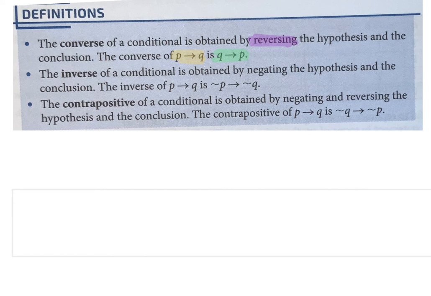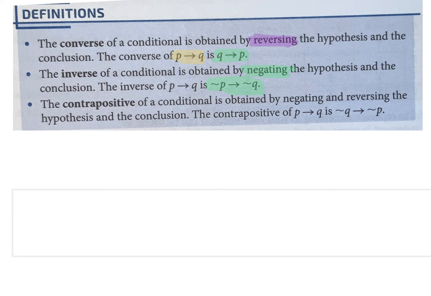Inverse, this is the first word on your handout. This is formed by negating the hypothesis and the conclusion. So for the inverse, you keep it in the same order, but you negate each statement, all right? Think about what the notation is for negation, and that's your notation here. The negation of P, then the negation of Q. That is your notation for inverse.